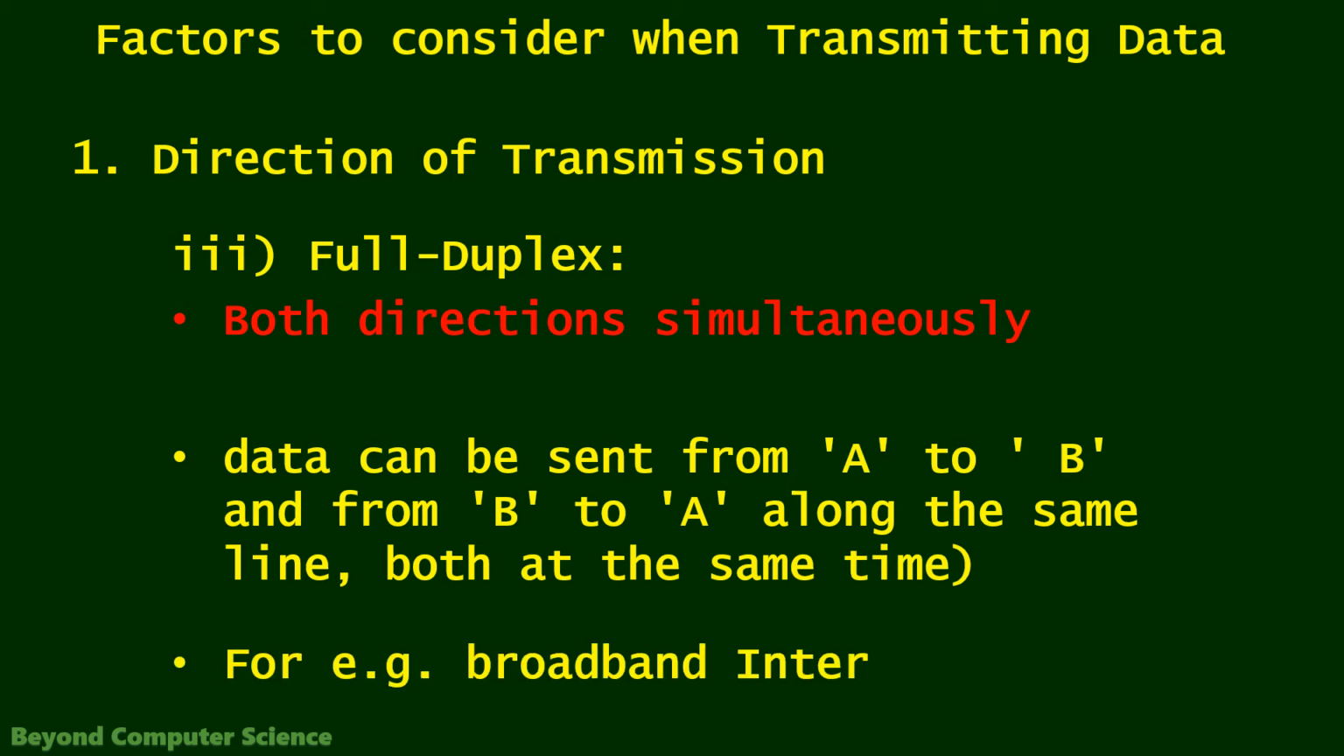For example, a broadband internet connection. Another example is when you talk on a phone with your friend. All of the common ways of communication are full duplex nowadays.